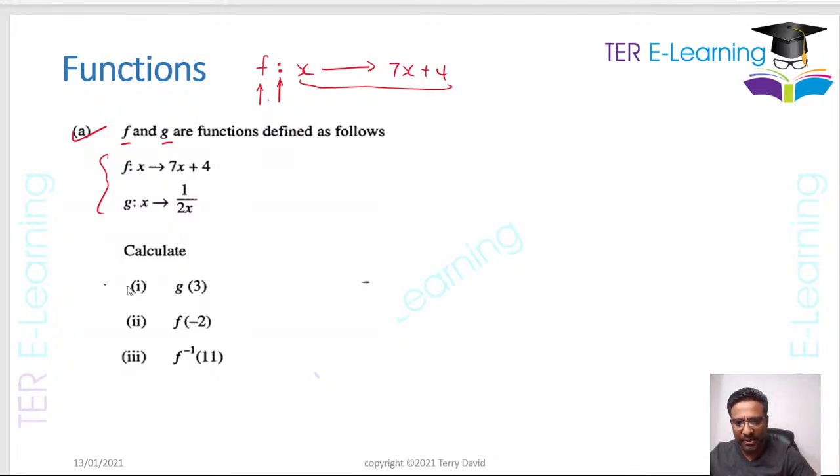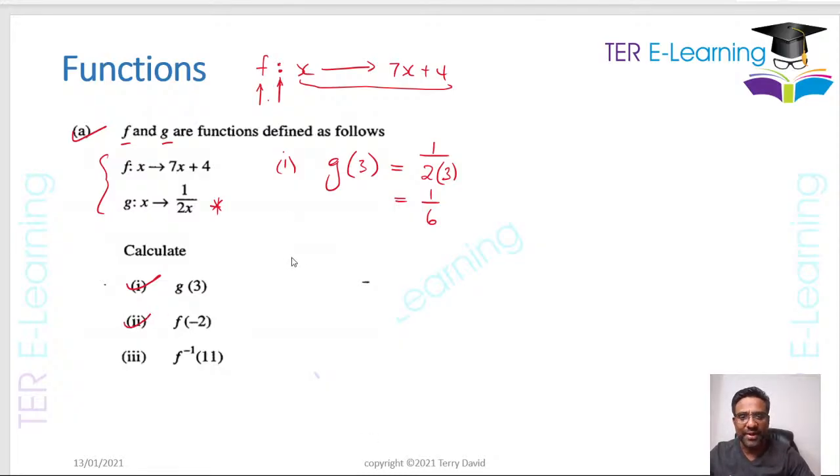Now let's work on how we answer questions like this. They've given us f and g, and in part 1 they want us to work out g of 3. This here is my function g. To work out g of 3, all we need to do is substitute 3 into that function. So it's going to be 1 over 2 multiplied by 3, and that's going to give us 1 over 6. So, an easy question.